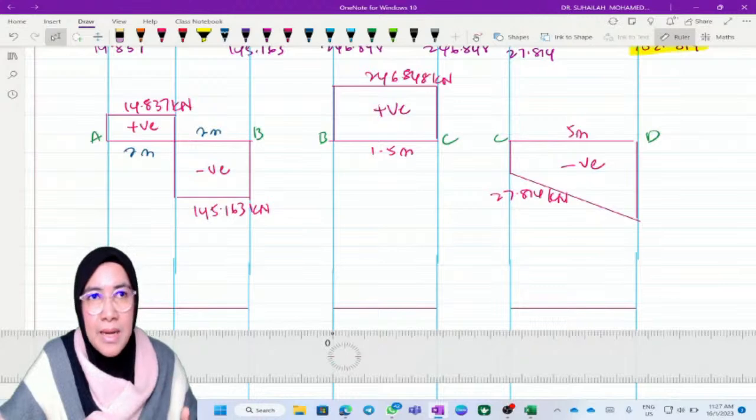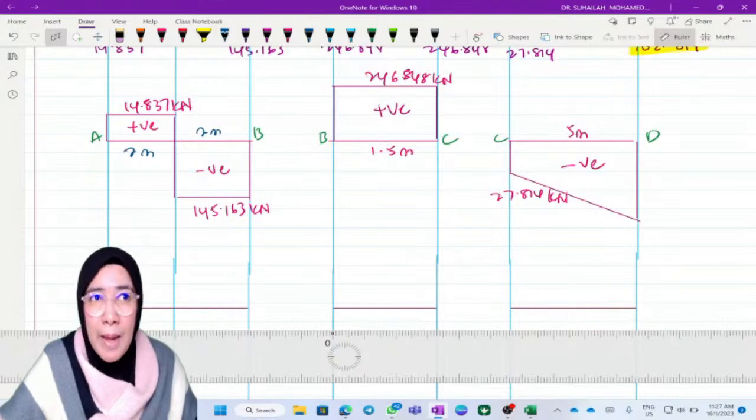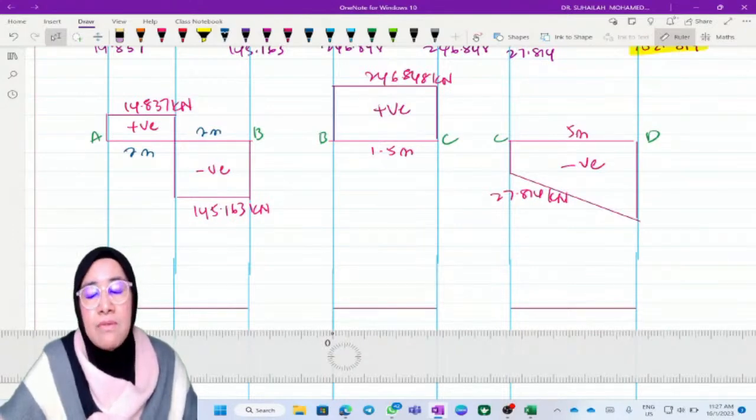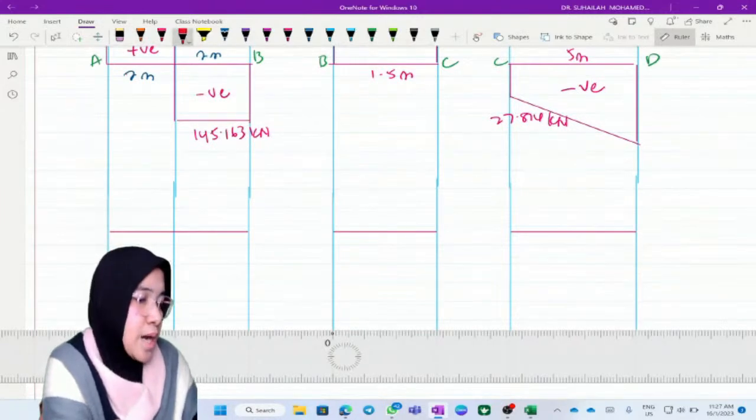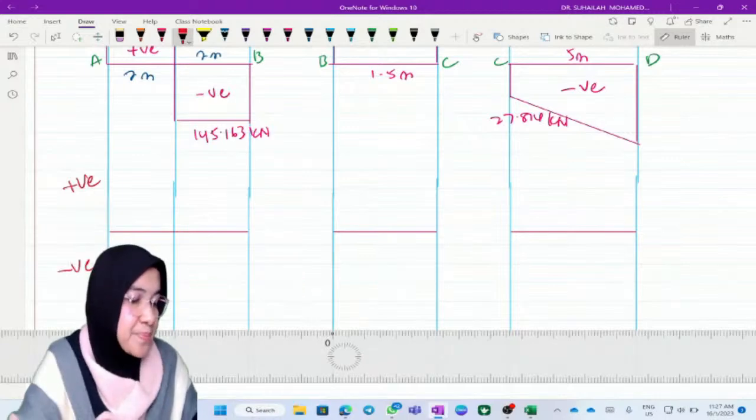For the bending moment diagram in analysis, you can choose either to set positive on top of the line or below the line. It's up to you, doesn't matter. But when you draw the bending moment diagram for design purpose, you have to draw negative above the line and positive below the line. For analysis, you can do both. So I choose to put positive above the line, negative below the line.